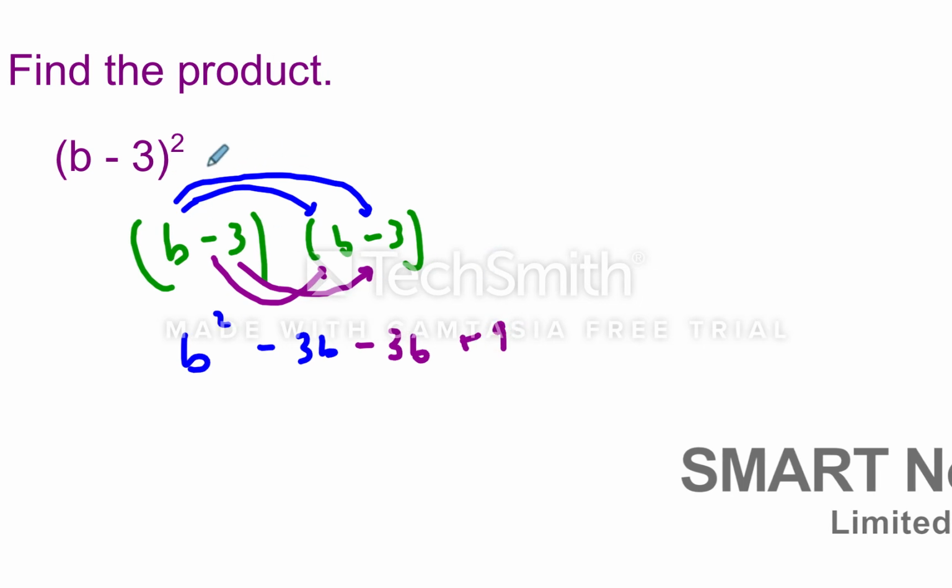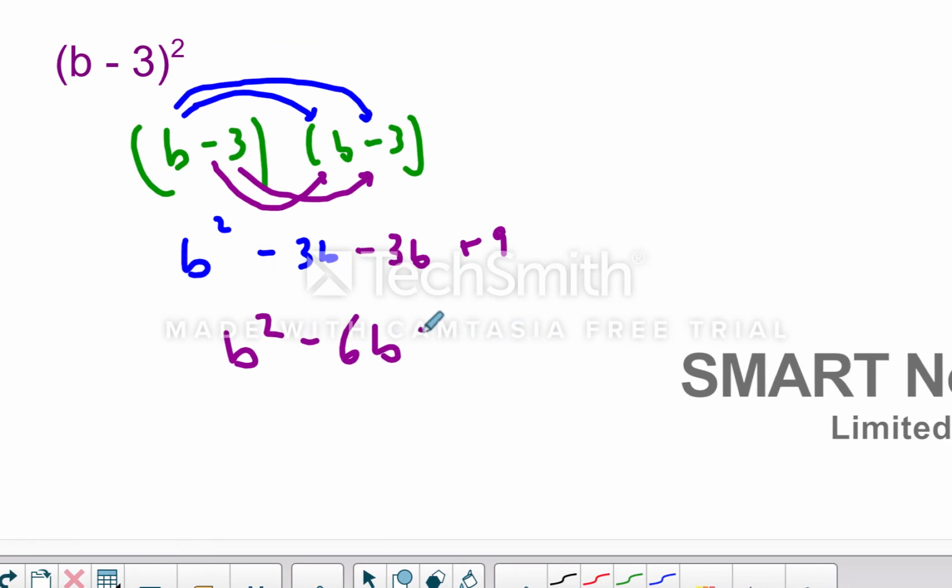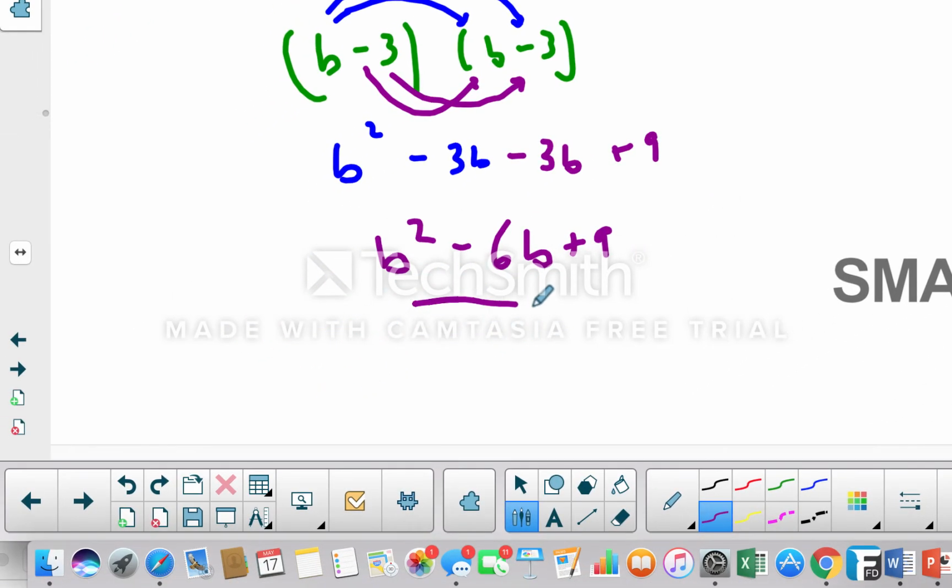So the popular wrong answer is to write b squared plus 9, but if you did that, you'd skip out on these negative 3b's. And if we're going to combine like terms here, we would say b squared minus 6b plus 9. You get a little trinomial right there. So it's a special case.